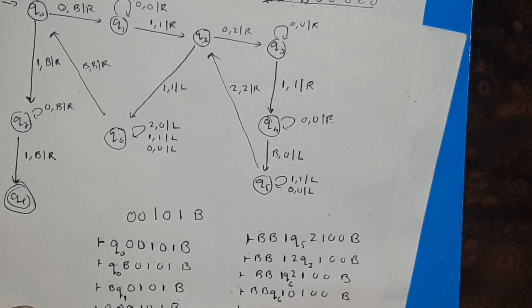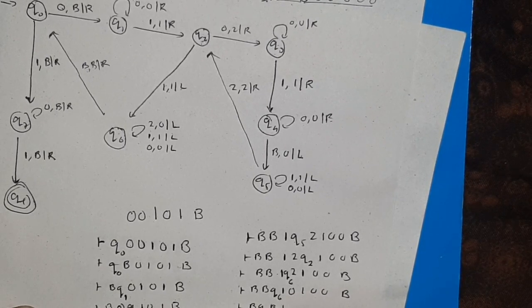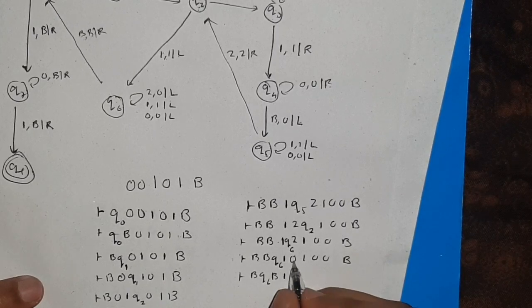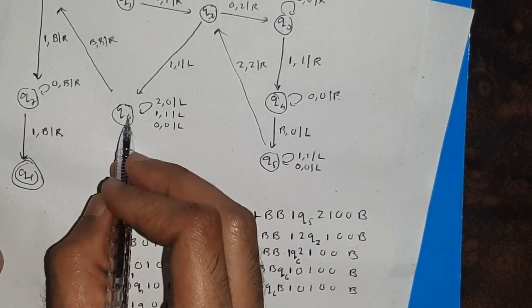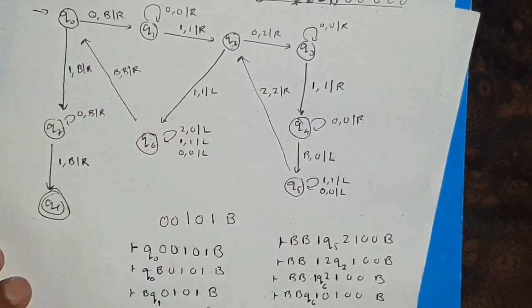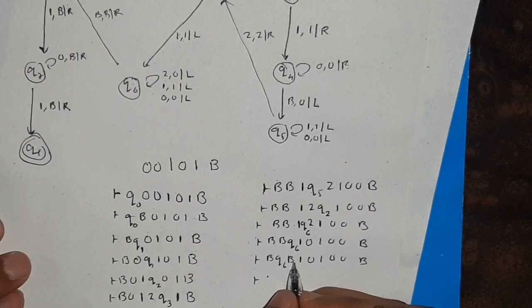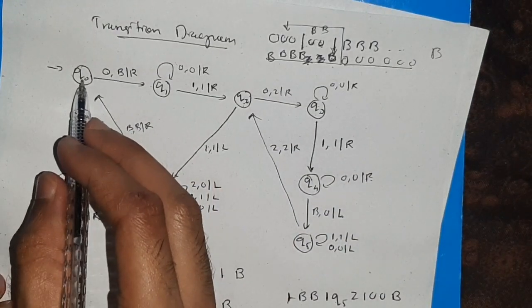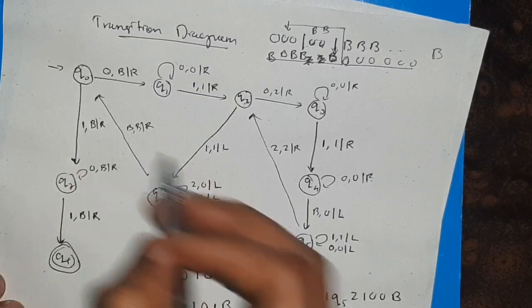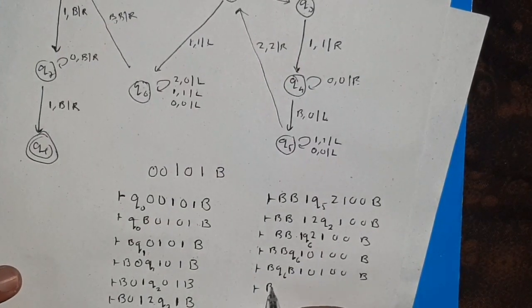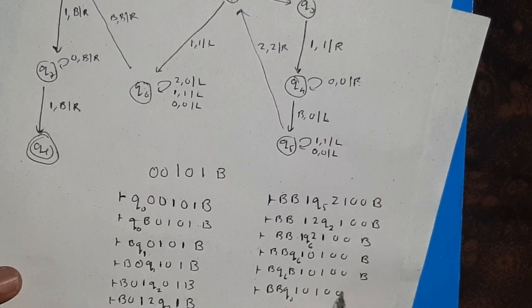q6 on 1, keep it as 1 only and move to the left. q6 b 1 and 0 1 0 0 b. What is q6 on b? q6 on b, I'll move back to the initial state. So I still don't know whether there are any more zeros or not, so I'm moving to this state. At this point I'll compare whether I have to go this way or this way. It can be either 0 or 1, right? That's why, b and b q naught 1 0 1 0 0 b.